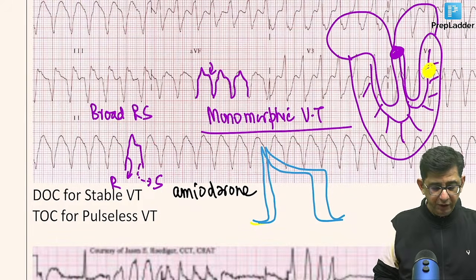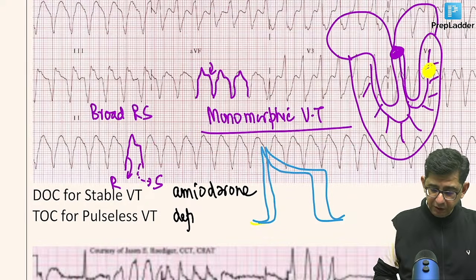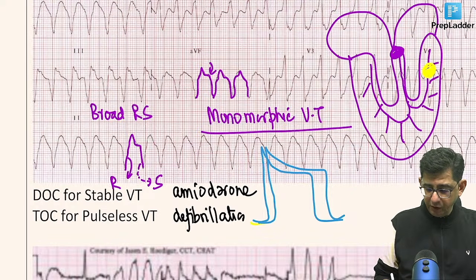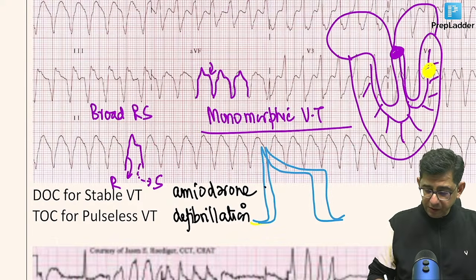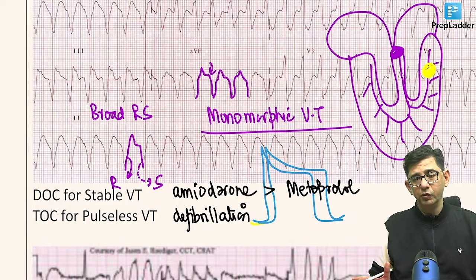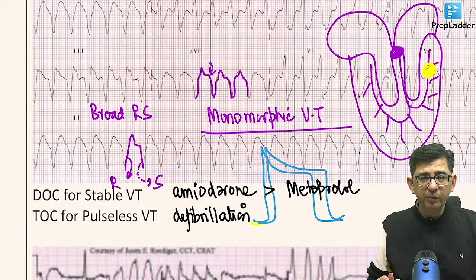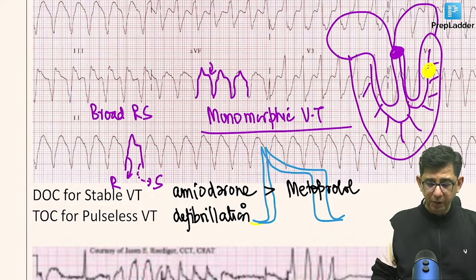And for a pulseless ventricular tachycardia, we will be going ahead with defibrillation for management. If he says the word pulseless VT himself, then defibrillation would be required. So amiodarone is the first line drug that would be recommended. If not in options, we can also use metoprolol for these patients. If not, then we can even use lignocaine, but the first answer would be amiodarone followed by metoprolol.